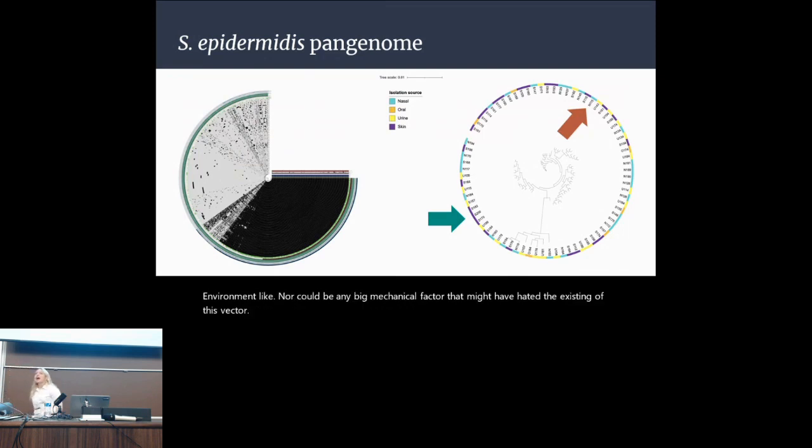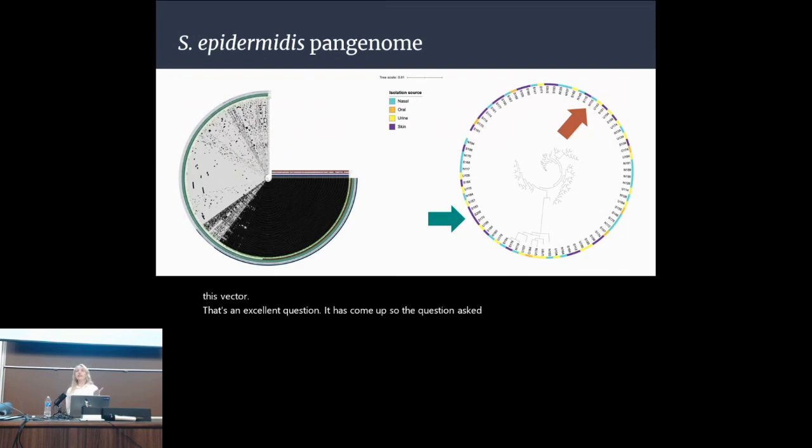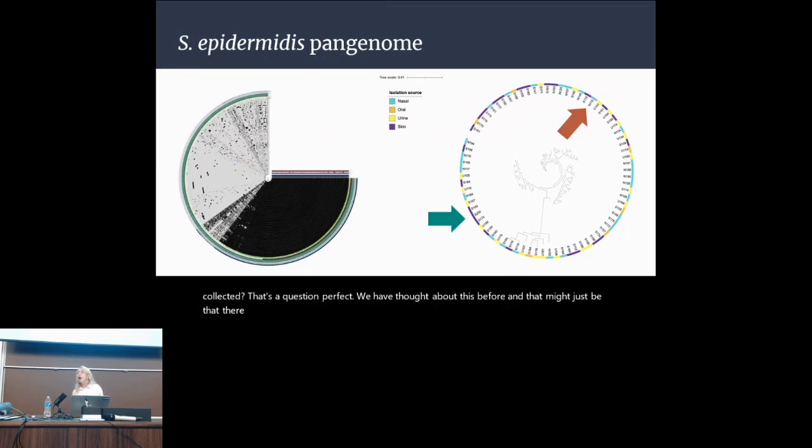That's an excellent question. It has come up. So the question asked was, we see S. epidermidis strains in the nasal, but not the oral cavity. Are there any chemical or biochemical aspects of that anatomical niche that make S. epidermidis not able to grow or be collected? We have thought about this before, and that might just be that there isn't any, or that the way that we are collecting is just not translational for S. epidermidis from the oral cavity to grow.